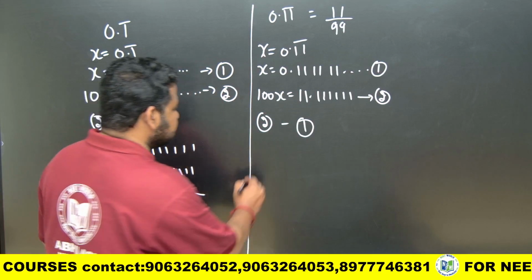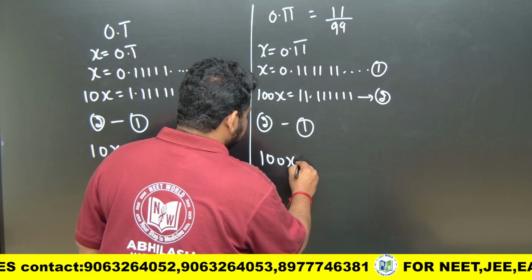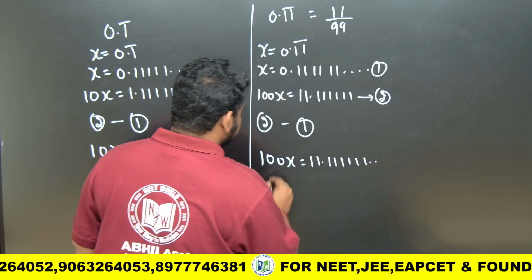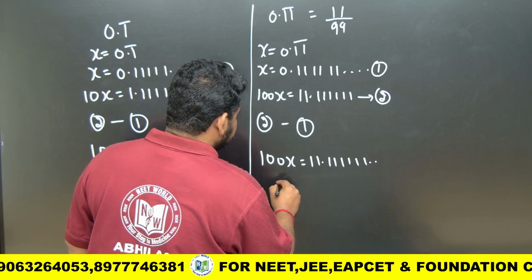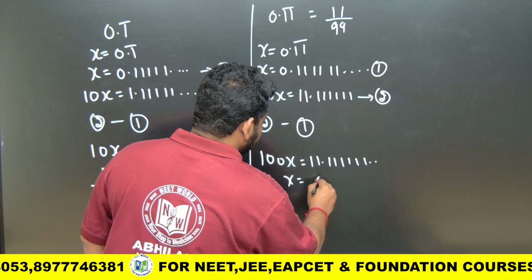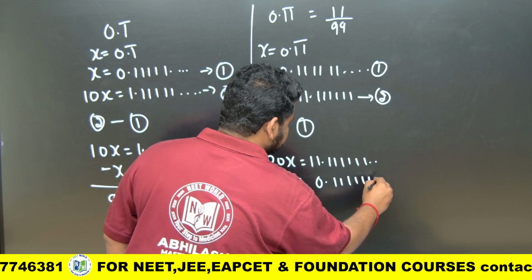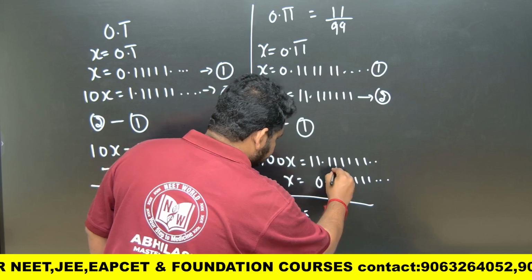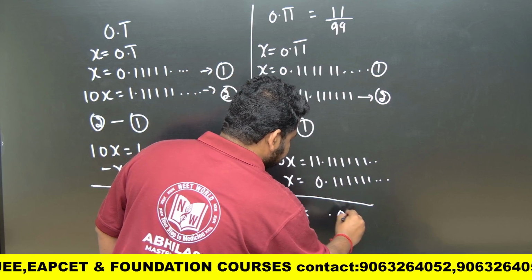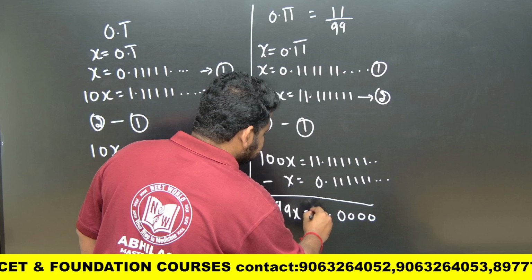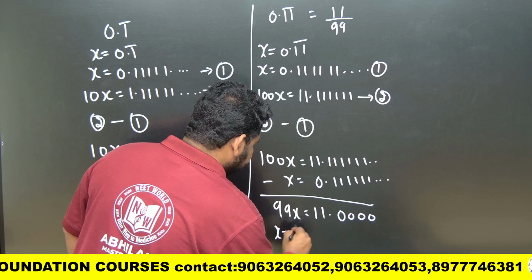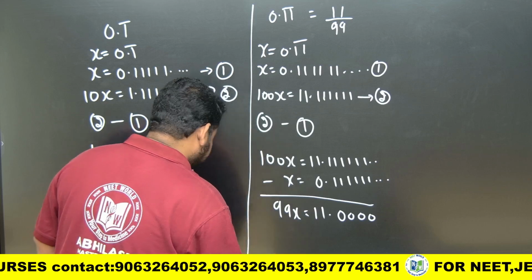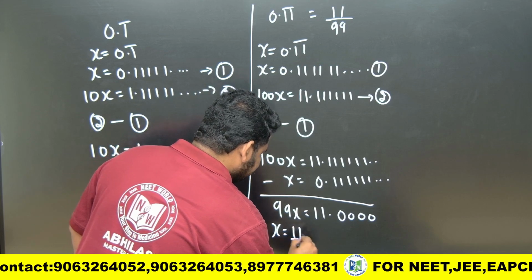So 2 minus 1 means 100x is equal to 11.111111 something like this. What about equation 1? Equation 1 is x is equal to 0.111111 something like this. Now if I subtract this, what will I get? 99x is equal to this everything. If I subtract, this will become 0 0 0. 11 minus 0 is 11 itself. Now x is equal to, I will get it as 11 by 99.